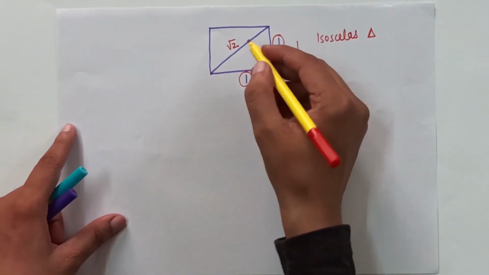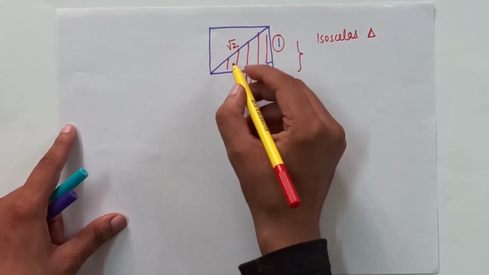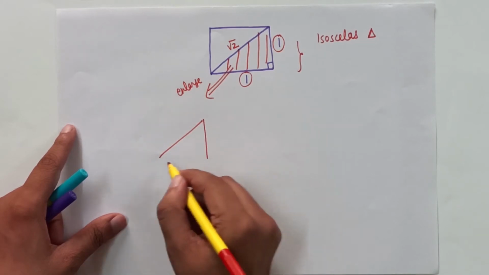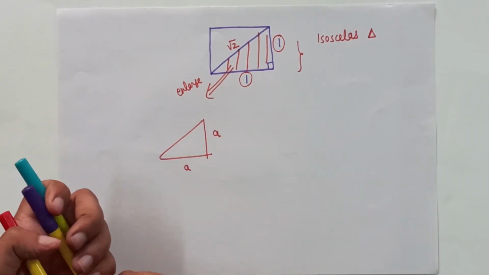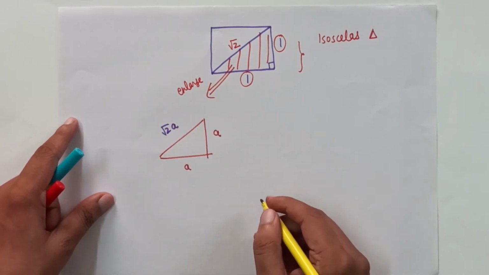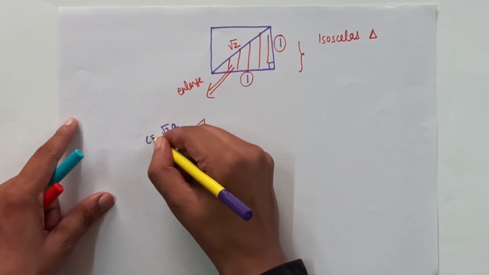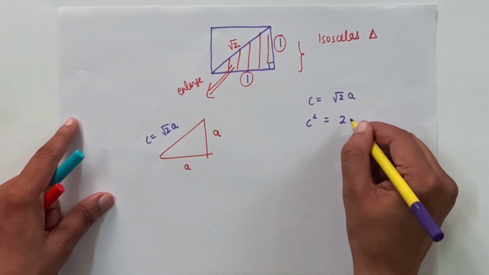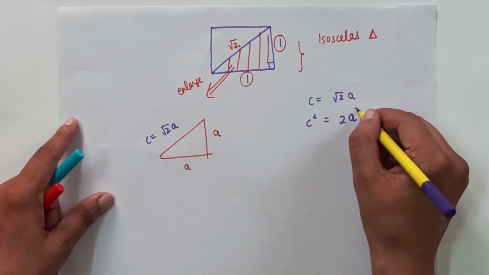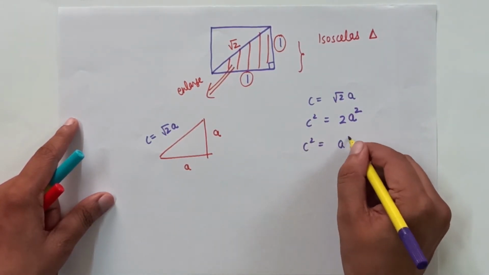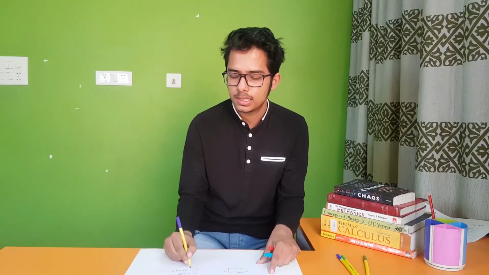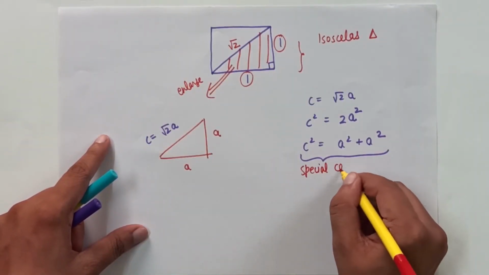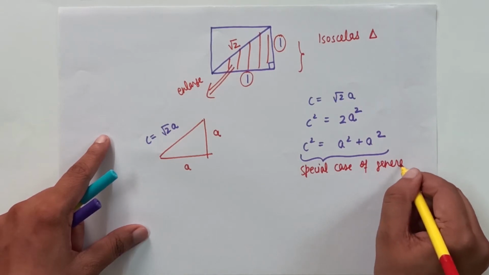Now suppose I specifically target this triangle and enlarge it. Suppose the given side is a, then the hypotenuse will become root 2 a. Now consider c is equal to root 2 a. Squaring both sides, we get c square is equal to 2a square, that is c square is equal to a square plus a square. This is a special case of the general theorem of Pythagoras.